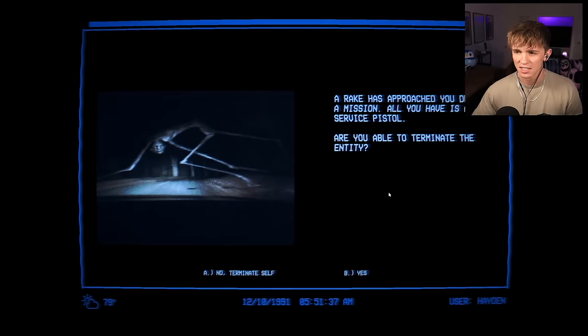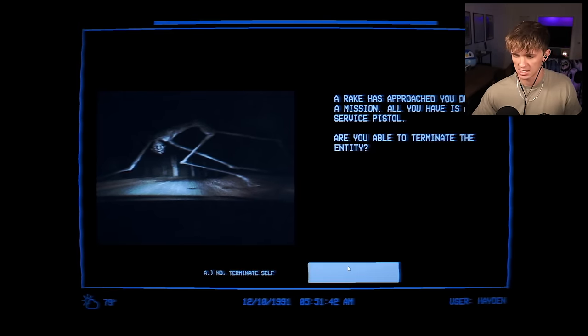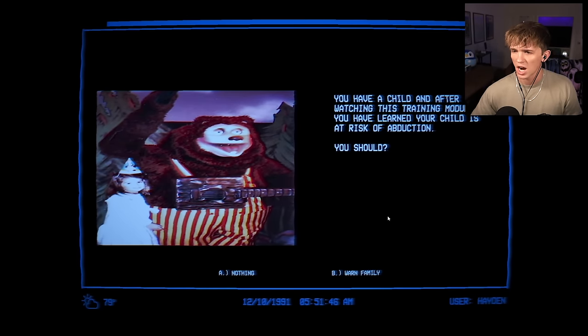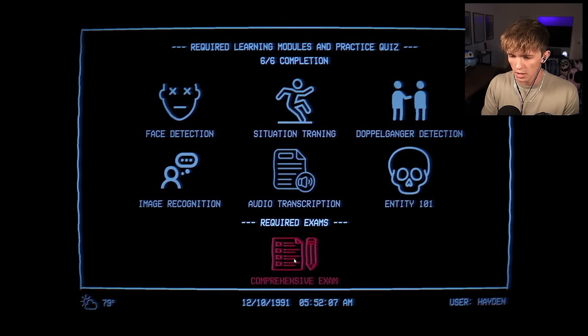Was I taught that? A rake has approached you during a mission. All you have is a service pistol. Are you able? Yes. I am able to terminate the entity. You have a child, and after watching this training module, you've learned your child is at risk of abduction. You should? Nothing. I should let my child get abducted by the matronic, maybe? For science, you know? Passed. That was the last one, I think, and now we just have whatever this last thing is. We're 6 out of 6 now. Comprehensive exam. That's the last one.